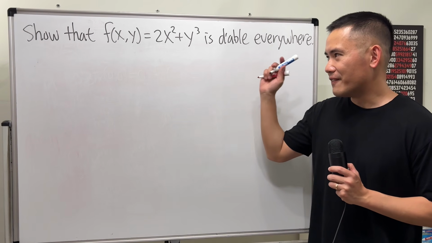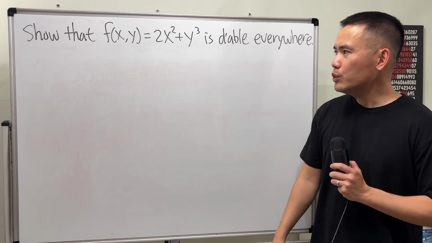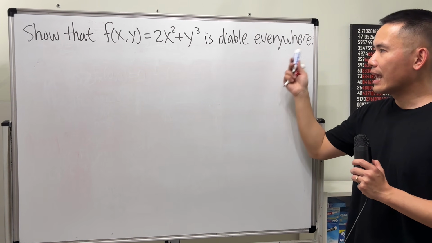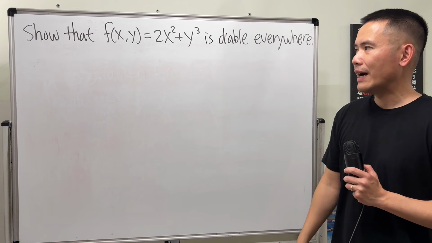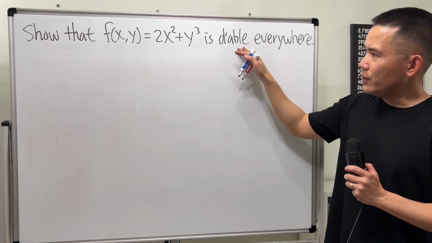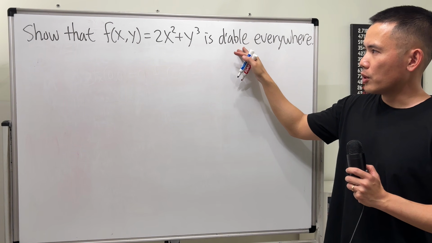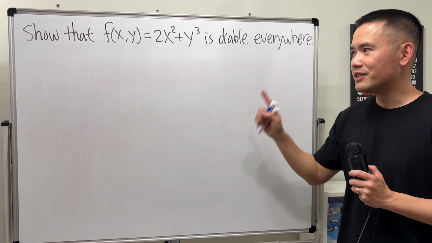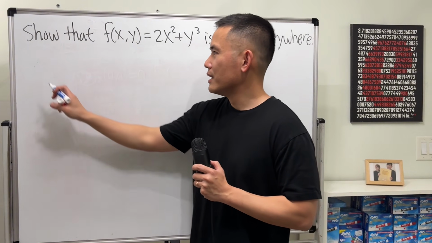Okay, this is a very cool one. We are going to see how to show that a multivariable function is differentiable everywhere. So of course, we have to know the definition of a function being differentiable, and this is very different than the calculus 1 definition. So let me write this down for you guys first.